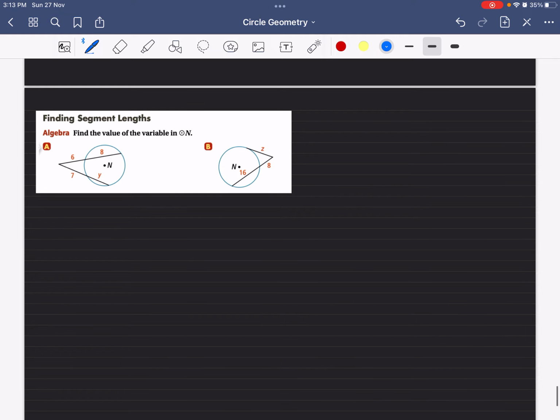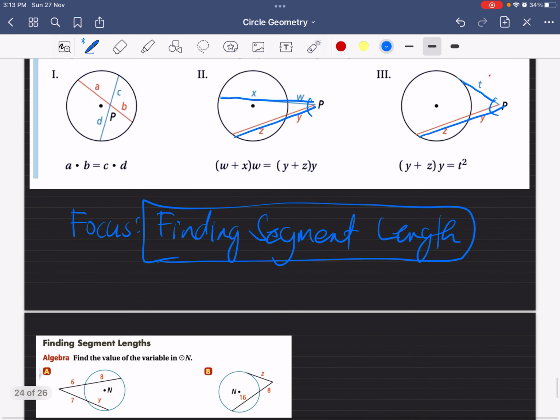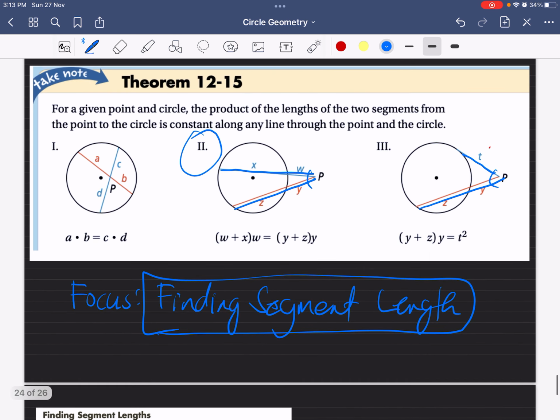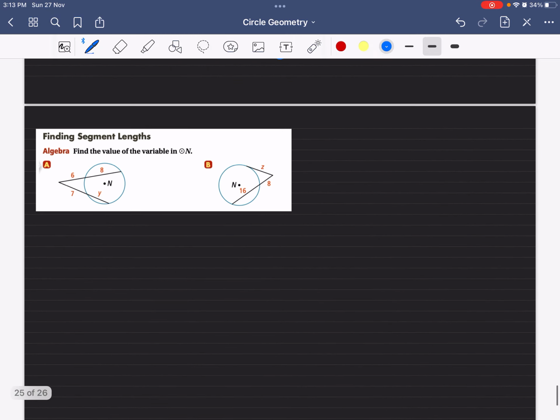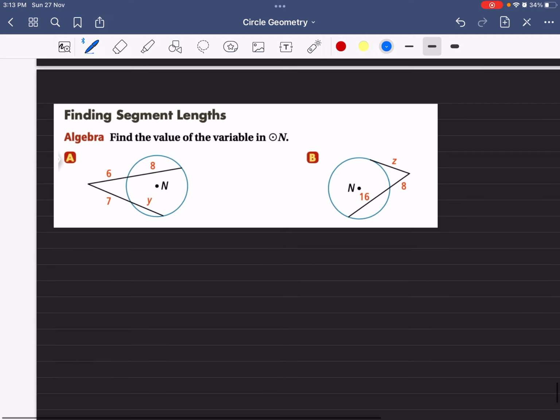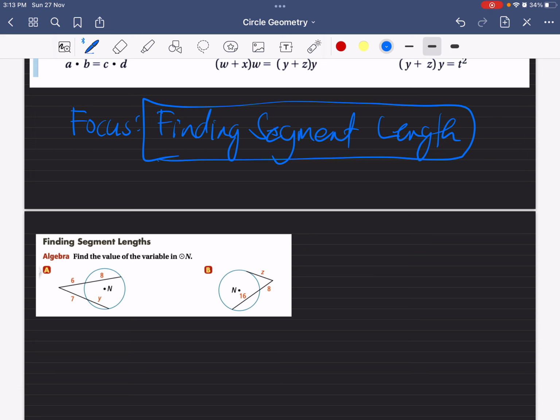Okay, so here, the first segment length that we're going to be looking at, letter A in here, is actually more like the second situation in Theorem 1215. What's our formula in there? It's actually W plus X multiplied by W is equal to Y plus Z multiplied by Y.